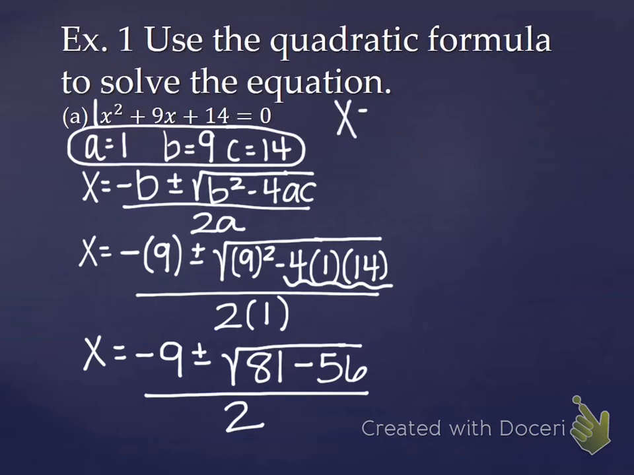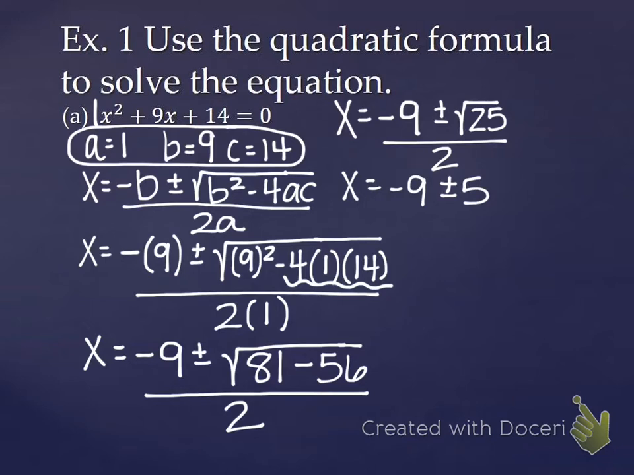X equals negative 9 plus or minus. And now let's do the math under the radical. What is 81 minus 56? 25. Good. Over 2. Now, at this point, we don't really know what to do. Okay, we haven't, well, we've gone one step further. What is the square root of 25? 5. Okay, so really it's negative 9 plus or minus 5 over 2. This is a part where we would get to, and right now we don't know what to do.